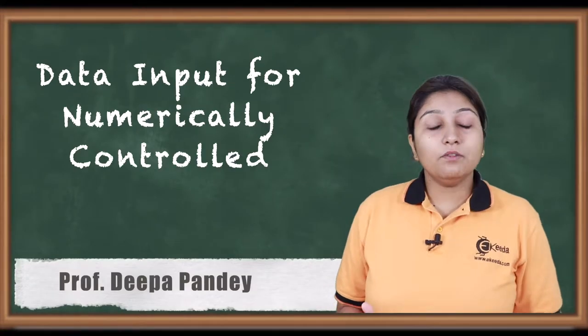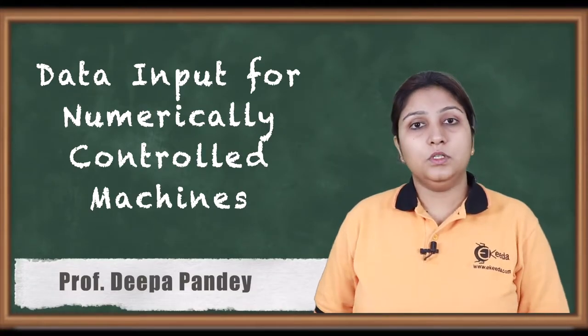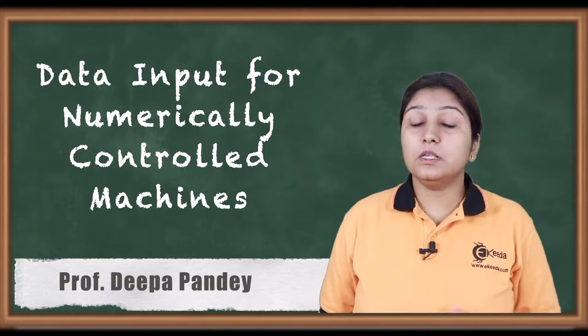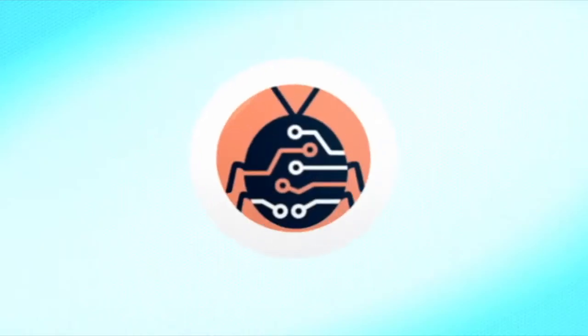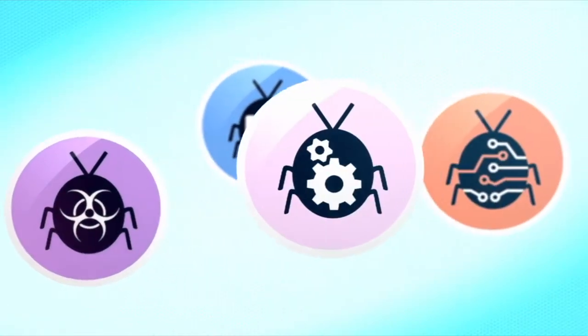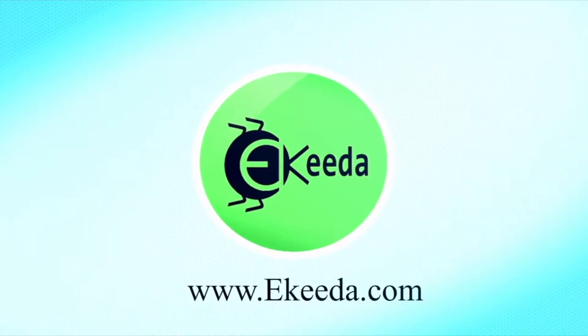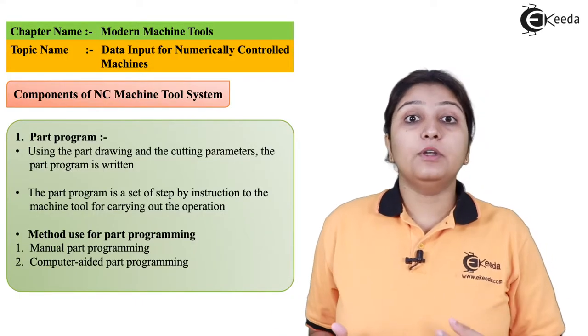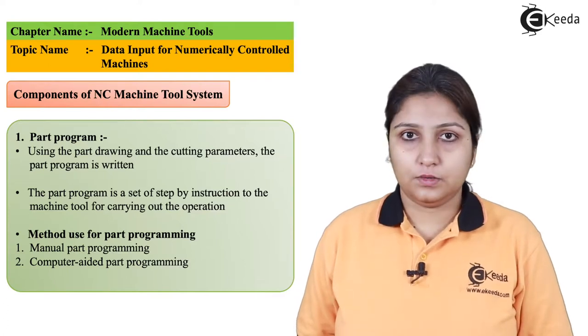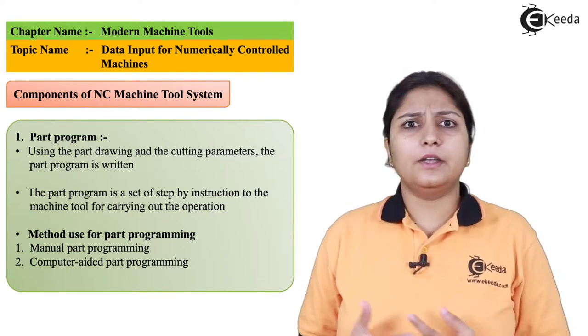Hello friends, today we are going to see a numeric control system and how data can be easily fed into that system and what are its components. So there are certain data input elements in an NC control system. The first one is the data input.